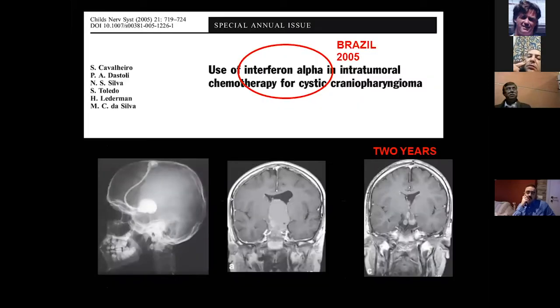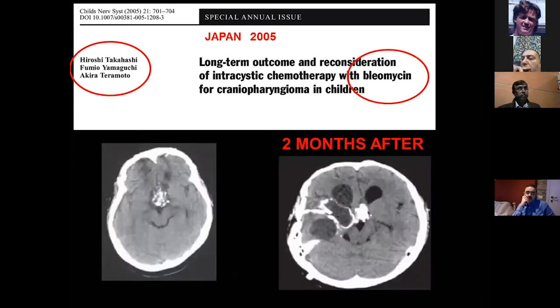Still people are using it. Oh, interferon, a new thing, let's use it. There you are. What's the result? The tumor is still there, after 2 years of treatment, 3 years on. Another paper from Japan about the intracystic things. Look at this, and 2 months later, what have you achieved? Disaster.